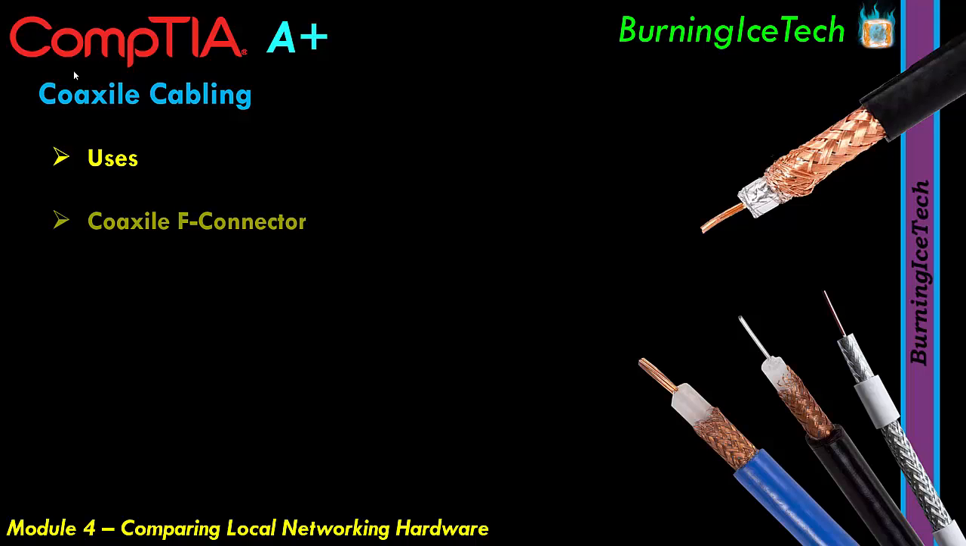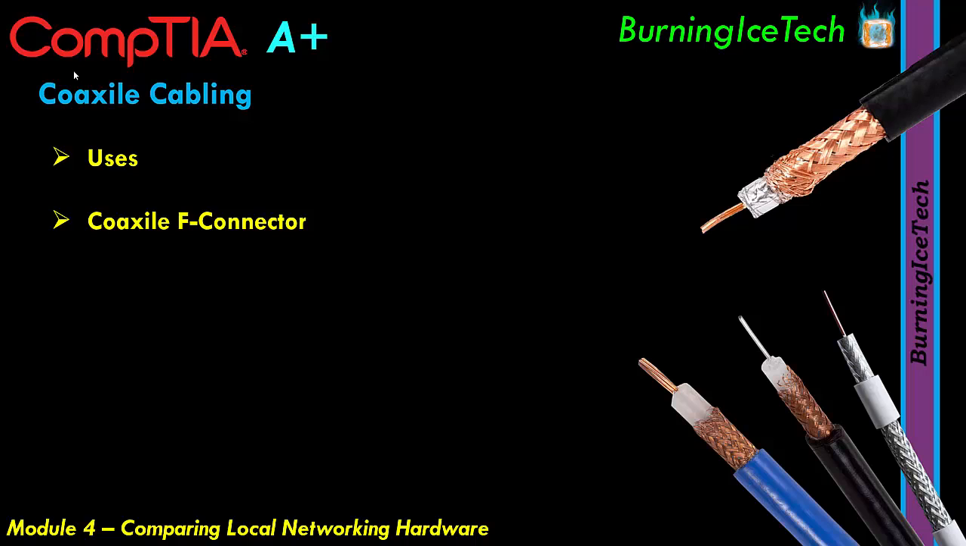Now, the actual connector of coaxial cable varies from cable to cable. It's kind of like fiber, which has multiple connectors. So there are multiple kinds of connectors you can use. Some of them screw in, some of them just plug in. One of the most common connectors you get for coaxial cabling is the F connector, guys.